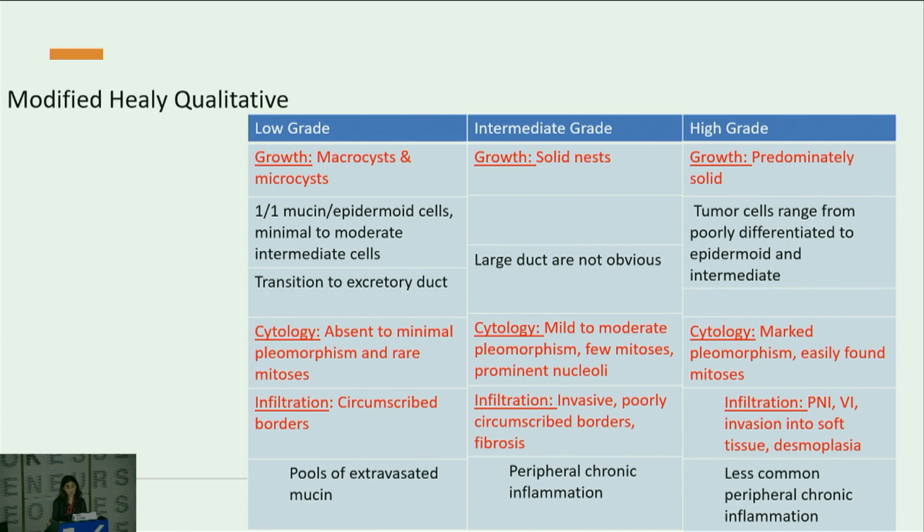The intermediate grade is usually solid, with mild to moderate pleomorphism, some mitosis, and an invasive, poorly circumscribed border, whereas high grade tumors are predominantly solid. They have poorly differentiated epidermoid and intermediate cells with some marked pleomorphism and mitotic activity, perineural invasion, and vascular invasion, and less peripheral chronic inflammation. So it's a very descriptive grading system, as you see.